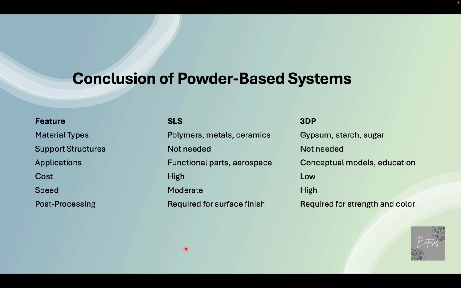Now cost is high for SLS as compared to 3DP. Speed is moderate for SLS, and 3DP, on the other hand, is very high compared to SLS. Post processing is required for surface finishing in SLS, and is required for color and strength in 3DP.